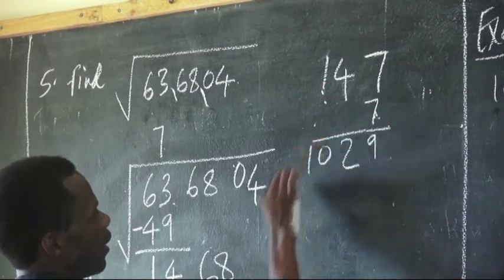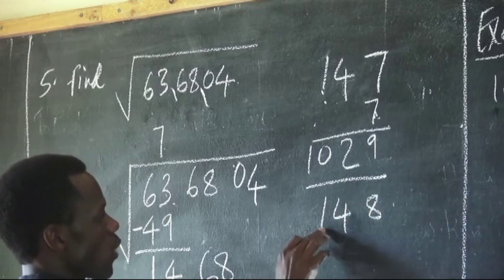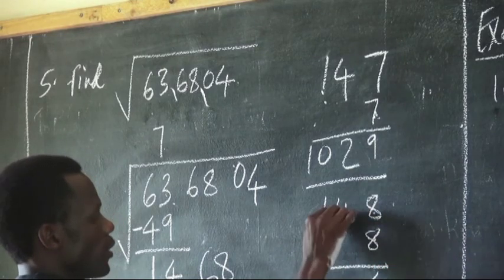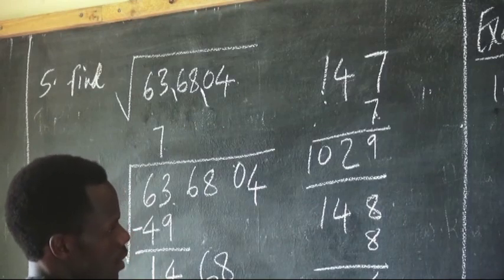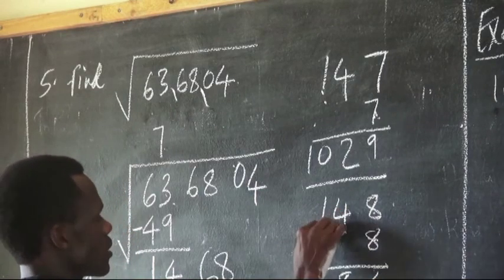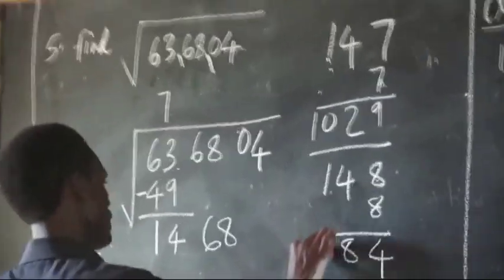Now it is 10. Now let us see by 8. 148 times 8. Now it is 64. Now it is 32 plus 6. 32 plus 6 is 38. Now this is 11. Now it is 8 plus 3 is 11.